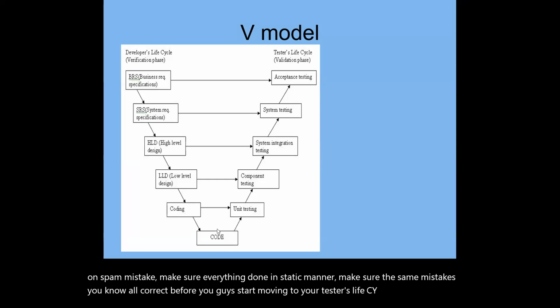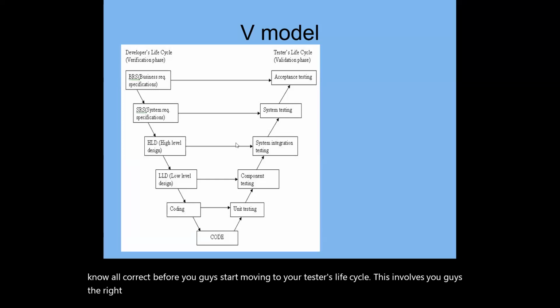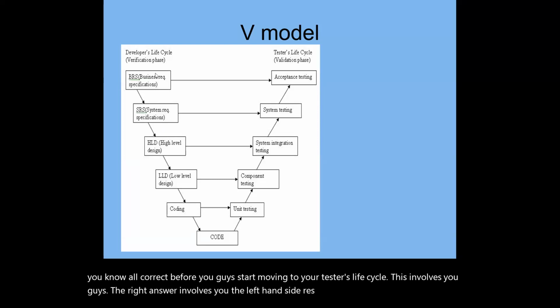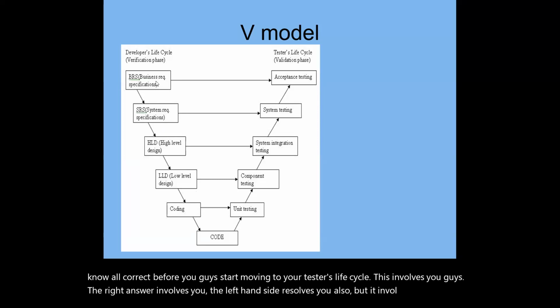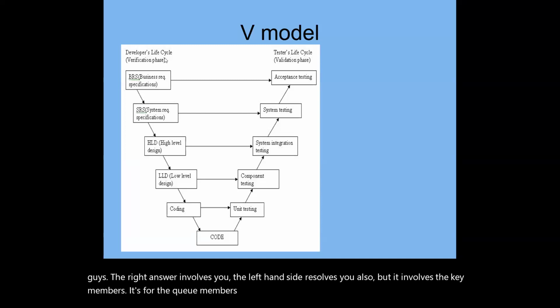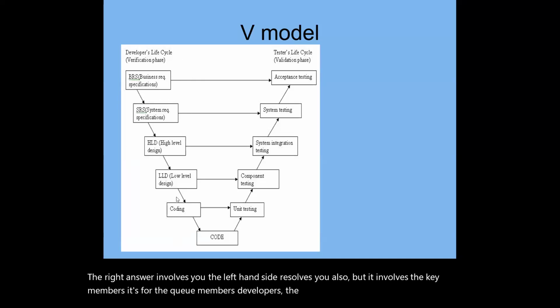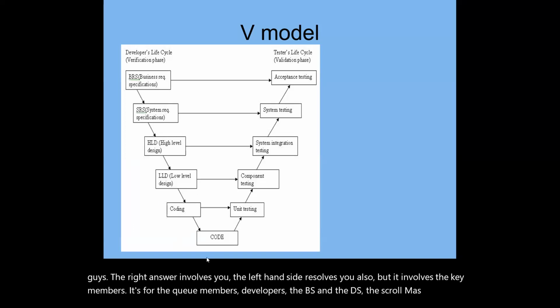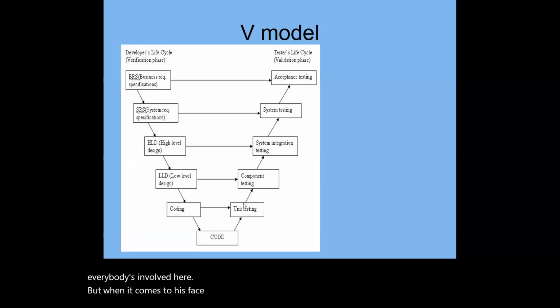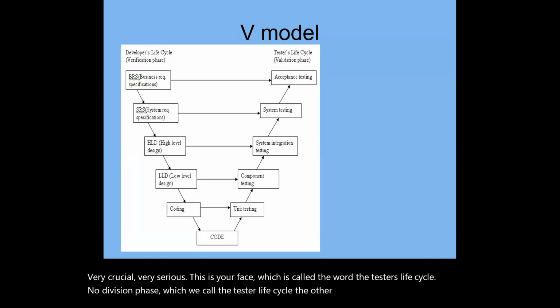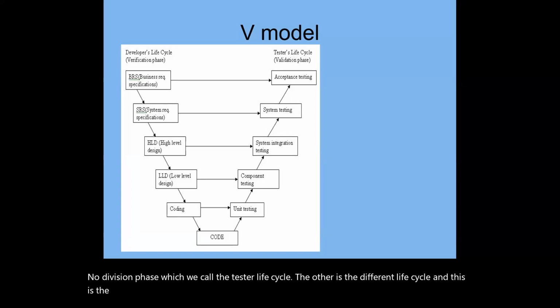This involves you guys. The right hand side involves you. The left hand side involves you also, but it involves the QA members. This is for the QA members, developers, the BAs and the DAs, the Scrum Masters. Everybody's involved here. But when it comes to this phase, they are not involved. This is your own phase. Very crucial, very serious. This is your own phase, which is called the tester's life cycle. Now, the validation phase is called the tester life cycle, the other is the developer life cycle, and this is the tester life cycle, which is your own phase.